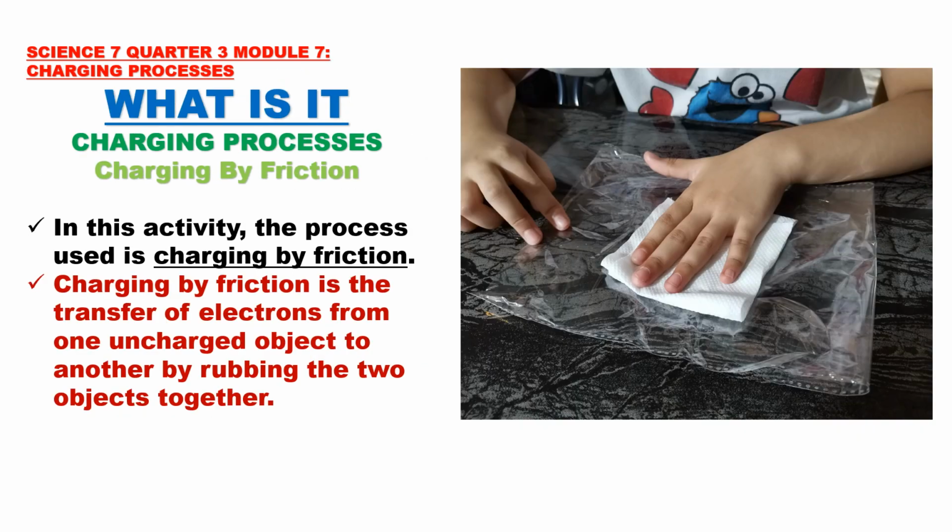So in experiment 1, in that activity, the process used is charging by friction. So charging by friction is the transfer of electrons from one uncharged object to another by means of rubbing. So sa charging by friction, it involves rubbing. So the example given in our experiment 1 is tissue paper and plastic cover.